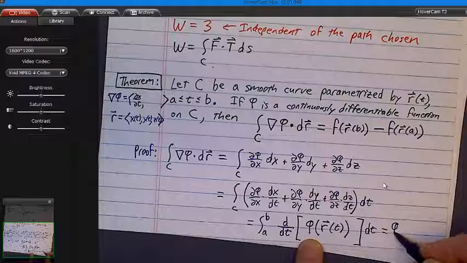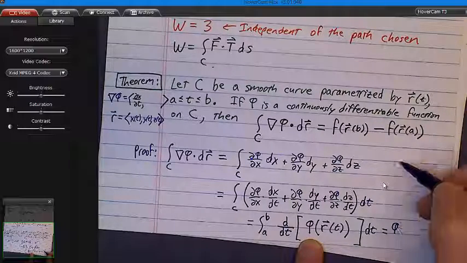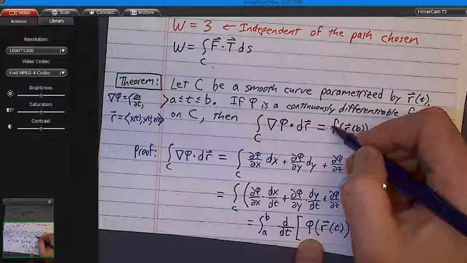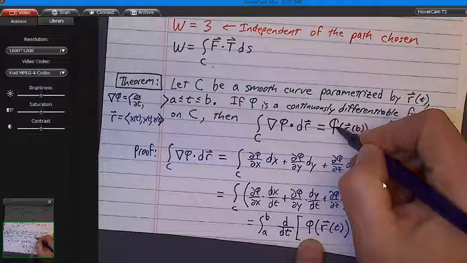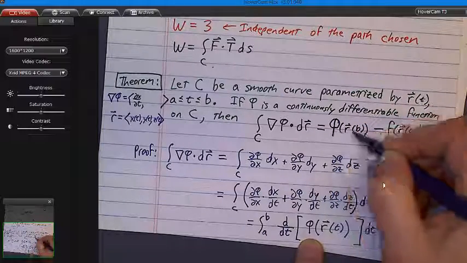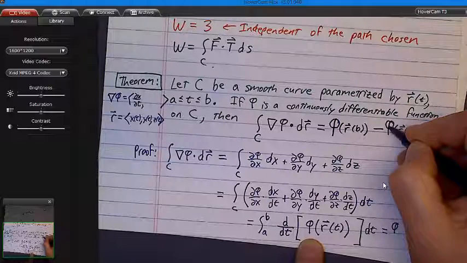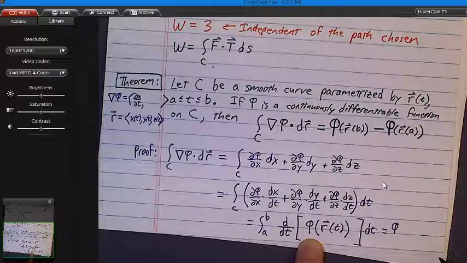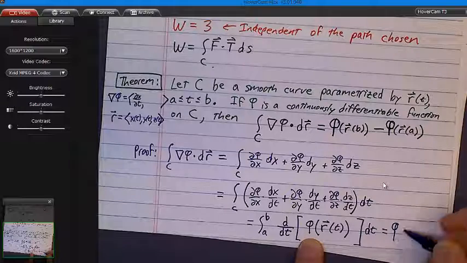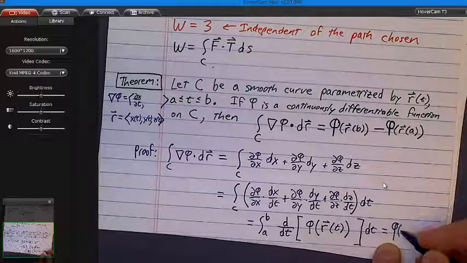So I have phi, oh, I stated this wrong. Sorry, guys. Phi of r of b minus what? There was no F. There was a phi. Why your book uses phi, I'm not exactly sure.